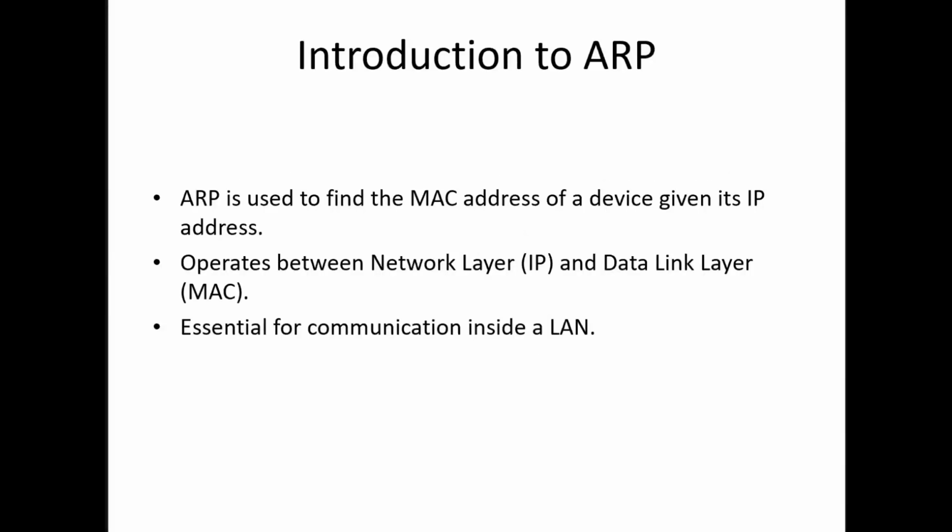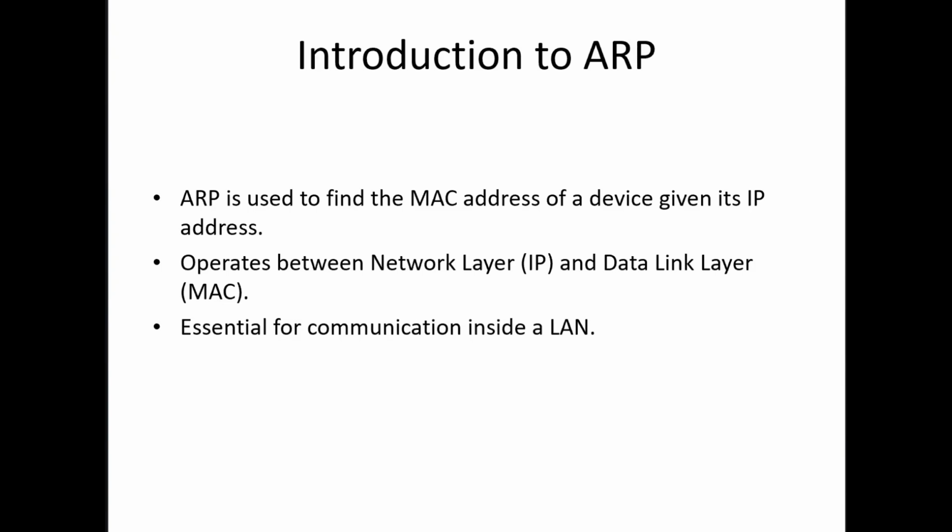Every computer or device on a network has two important addresses. The first one is the IP address, which works like a device phone number on the internet. And the second one is the MAC address, that is the permanent physical address of the device network card. Now, the main problem is that computers often know the IP but not the MAC address. And without the MAC address, data cannot be delivered inside the local network.